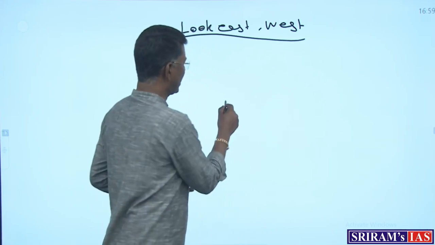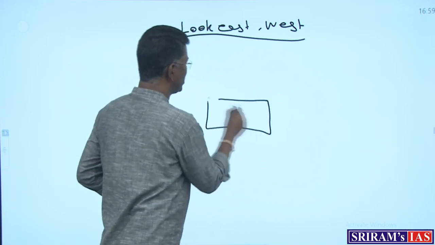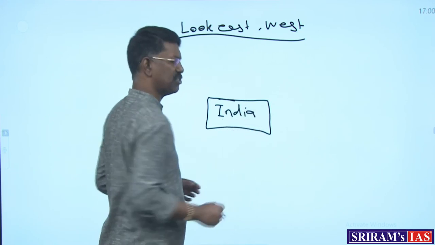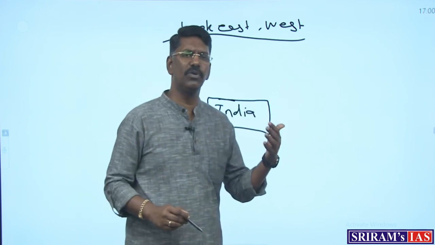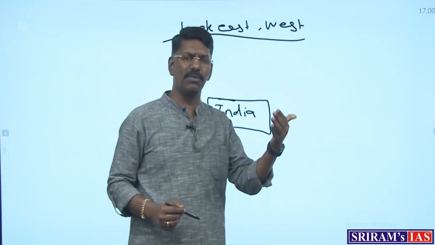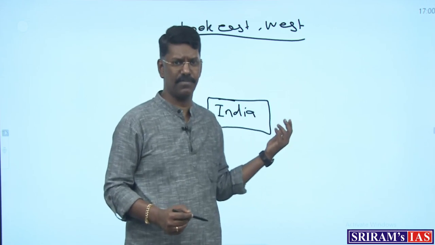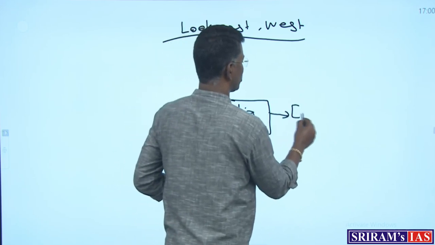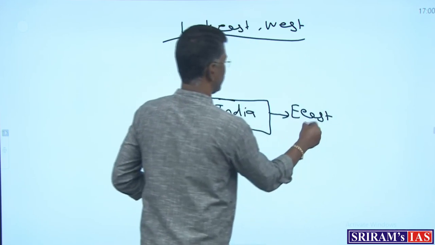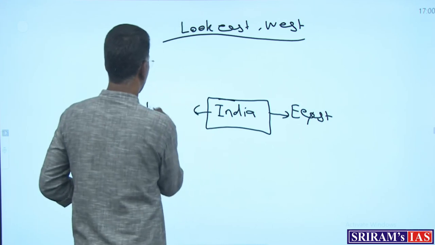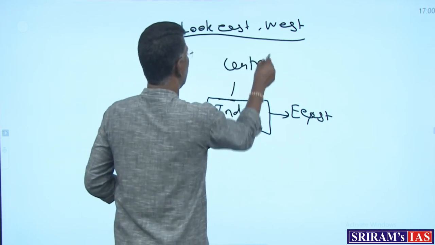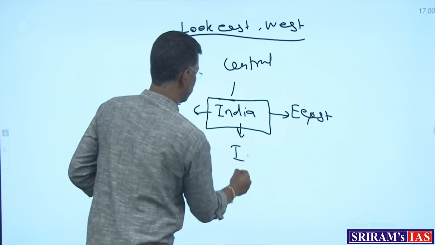But what I am planning, instead of going into this idea of look east and look west or other areas, I just want to make some presentation, so students can understand and manage this part in a very easy way. For example, I am going to consider it on the basis of direction: east, west, central and Indian Ocean.